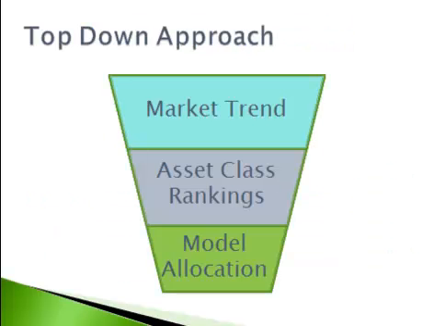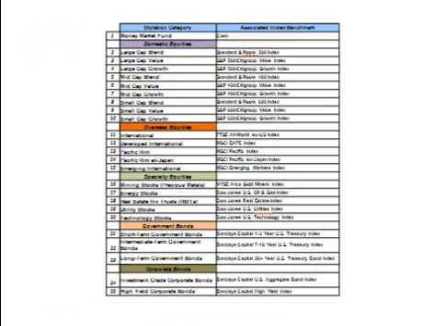So now let's shift our focus from the overall trend of the market to the next level down and focus on the asset class rankings. The MyAlerts system looks at 25 different asset classes, including a money market fund. Now, we know that most retirement plans don't have all of these investment options on their platforms.